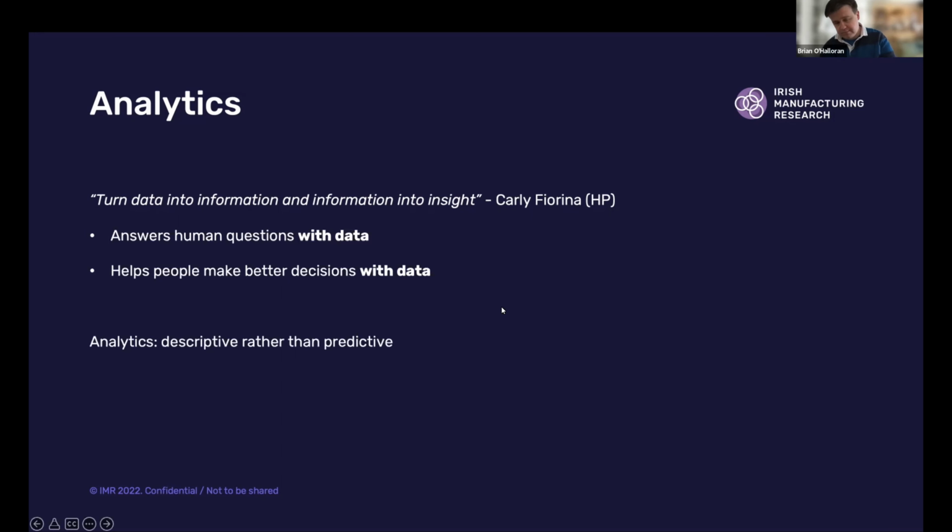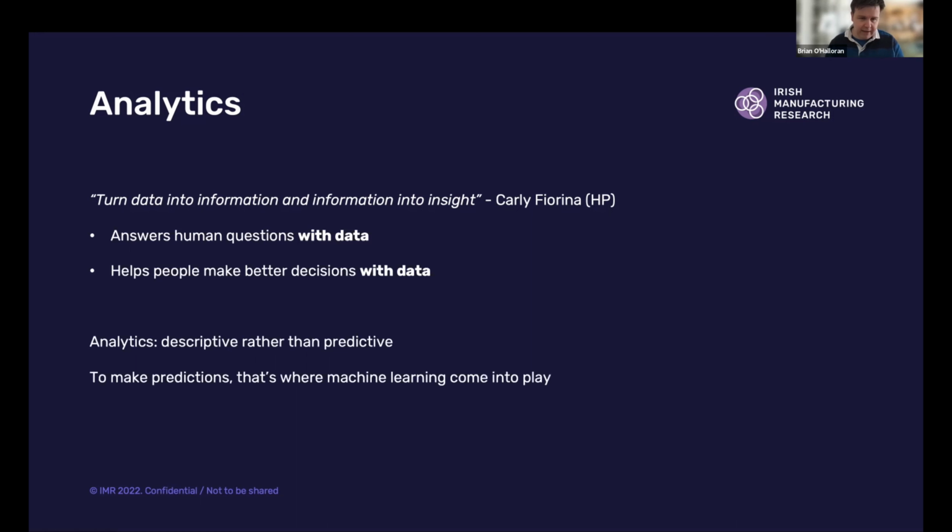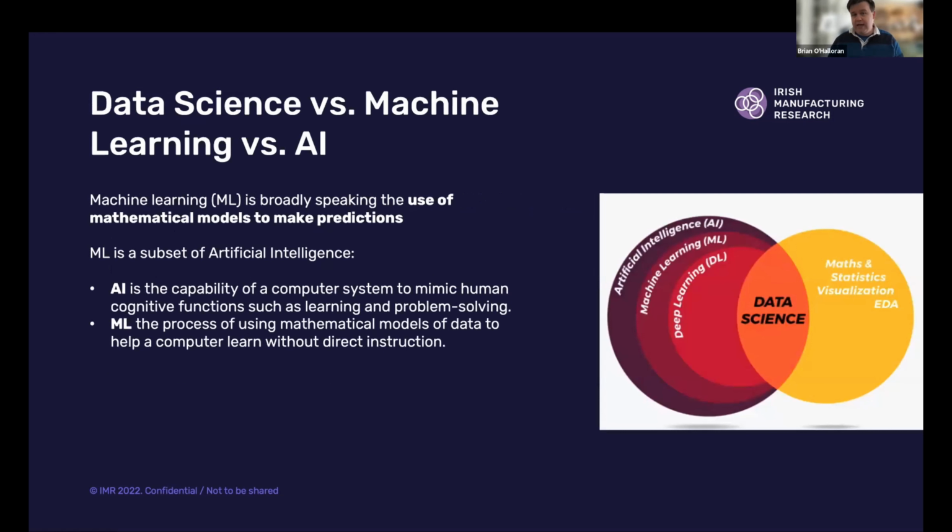It's descriptive. So if instead we're looking to get an idea of how things will evolve into the future, we need a different framework for that. And that's where predictive analytics comes in, and in particular, where machine learning comes into play. Machine learning itself, broadly speaking, is the use of mathematical models to make predictions.